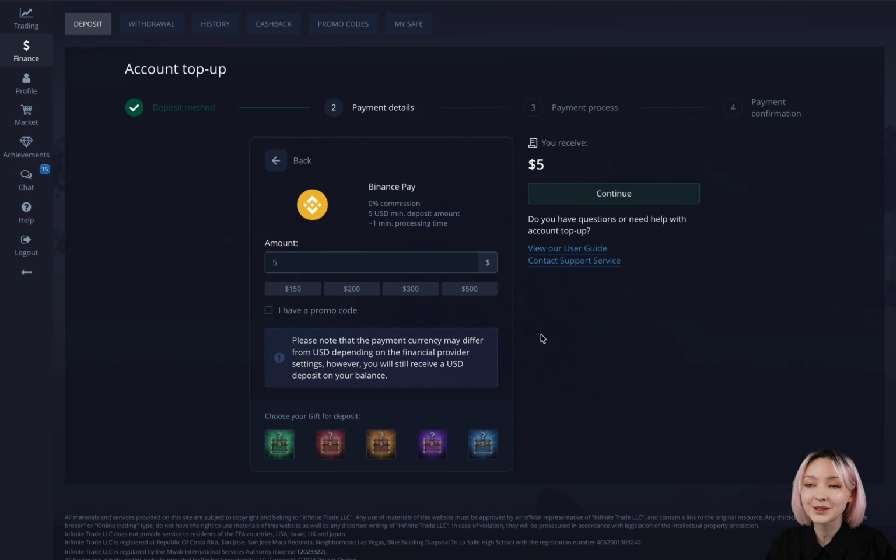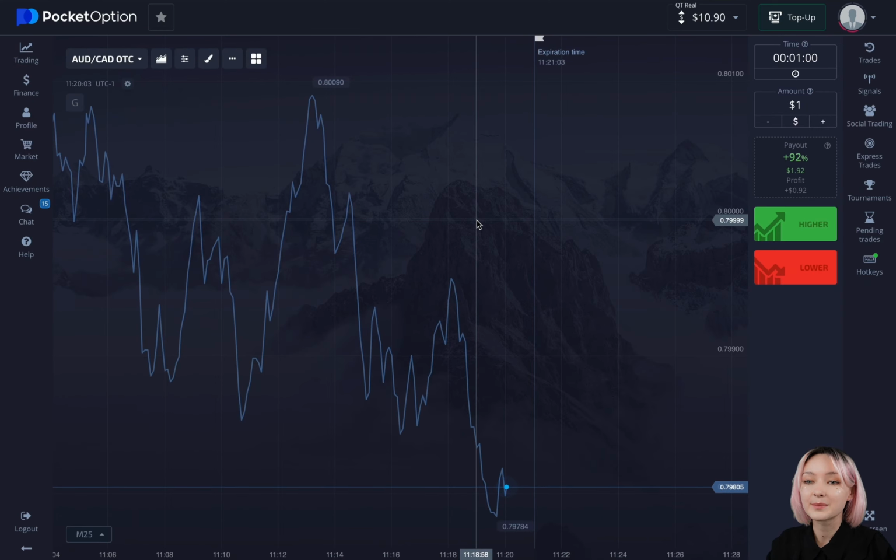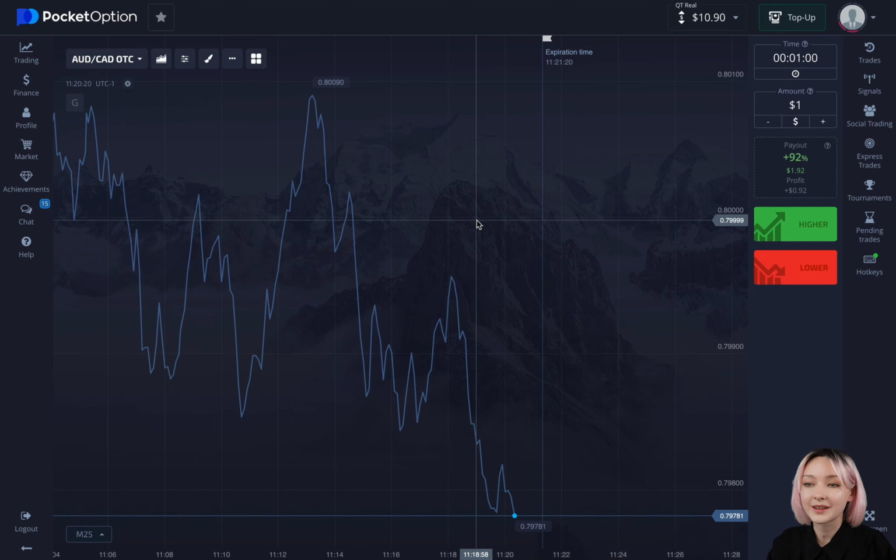I'm sure everyone can afford this amount for trading because there's no point in starting with a smaller amount. It's not even technically possible anyway. Let's make one deposit of $10 for today. When I click continue, I'll get a payment receipt. I'm gonna pay real quick and be right back. So the deposit has been made, the money's already here, $10.90 on our account balance.